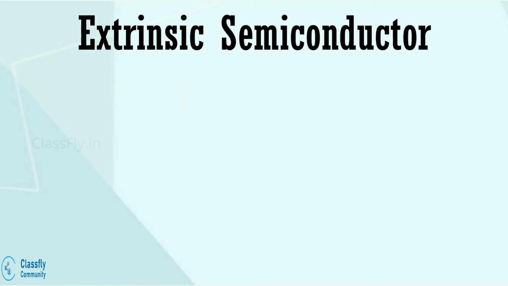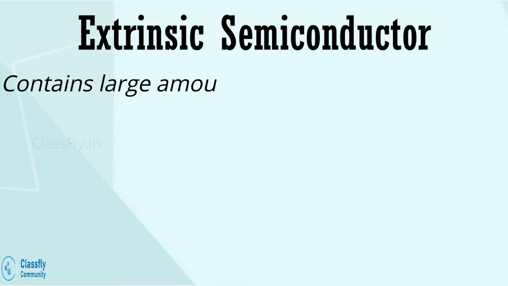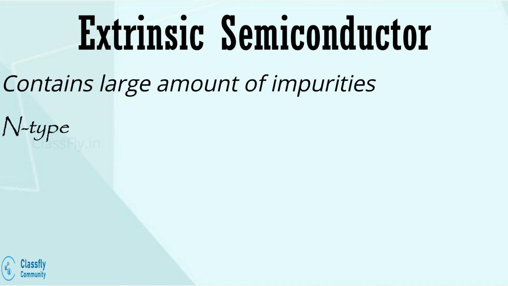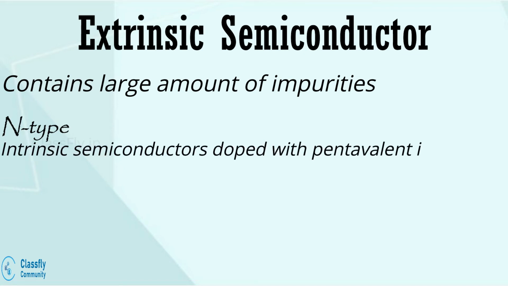Extrinsic semiconductors. Well, they are the semiconductors in which there is a large quantity of impurities present. The extrinsic semiconductors are classified into two types, the p-type semiconductor and the n-type semiconductor. The n-type semiconductor is the one in which the intrinsic semiconductors are doped with pentavalent impurities. Well, doping is the process of adding impurities to a material. An example for a pentavalent element is phosphorus.